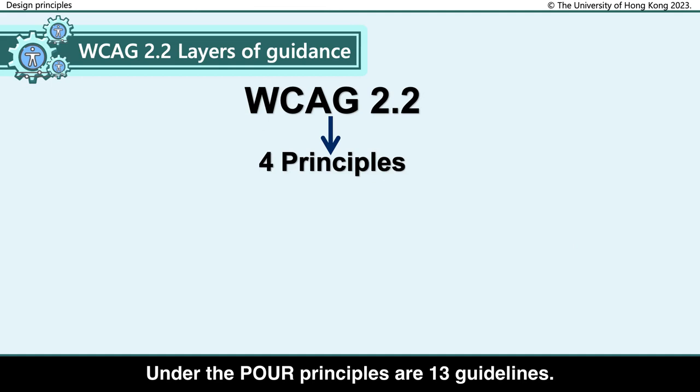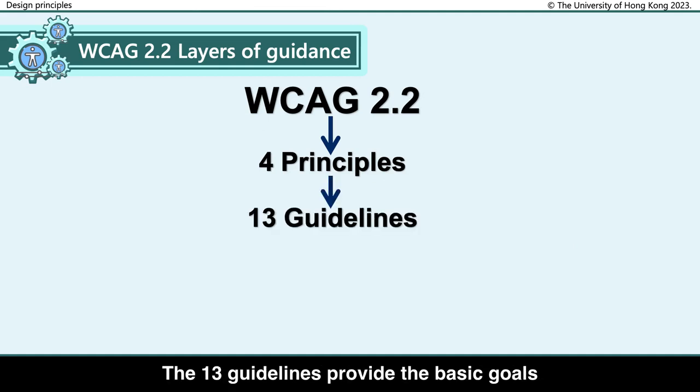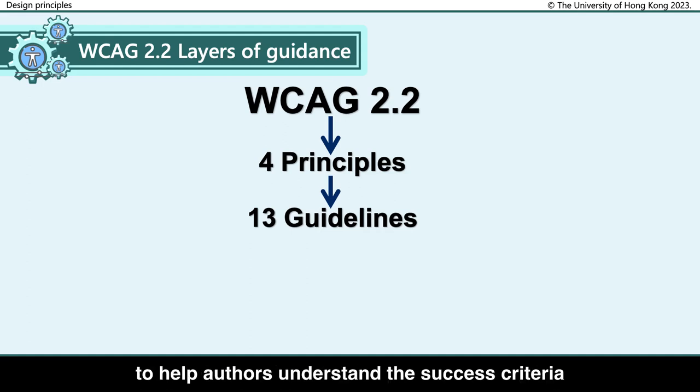Under the POUR principles are 13 guidelines. The 13 guidelines provide the basic goals that authors should work toward in order to make content more accessible to users with different disabilities. The guidelines are not testable, but provide the framework and overall objectives to help authors understand the success criteria and better implement the techniques.